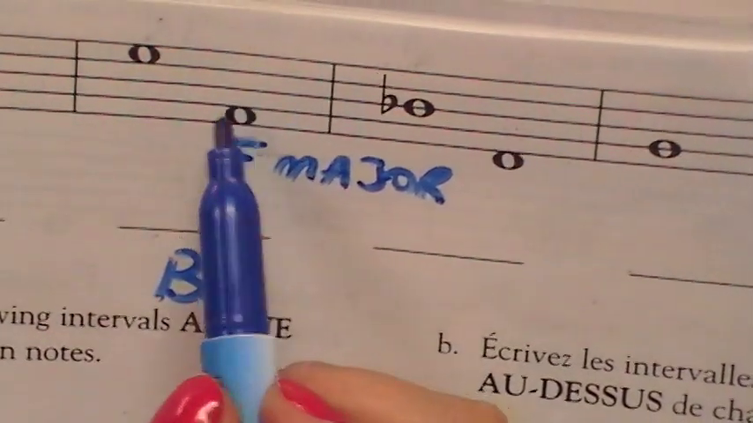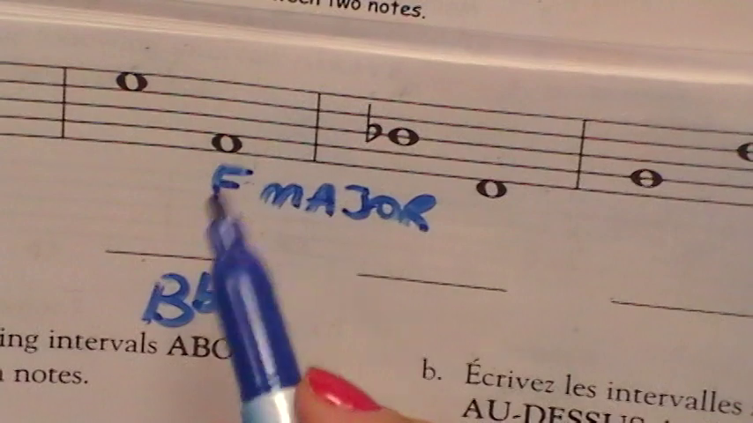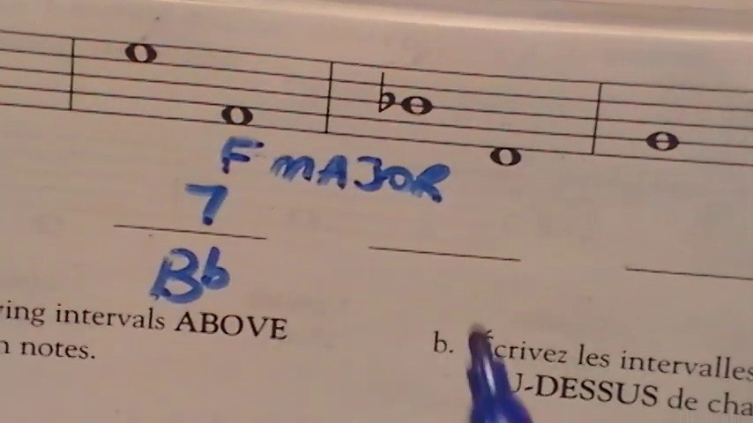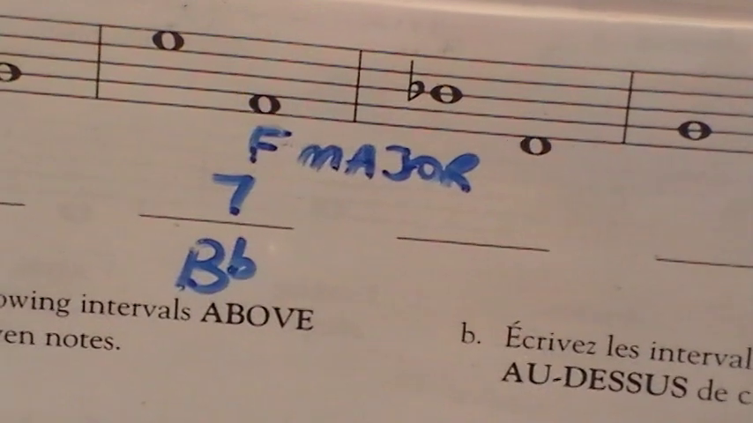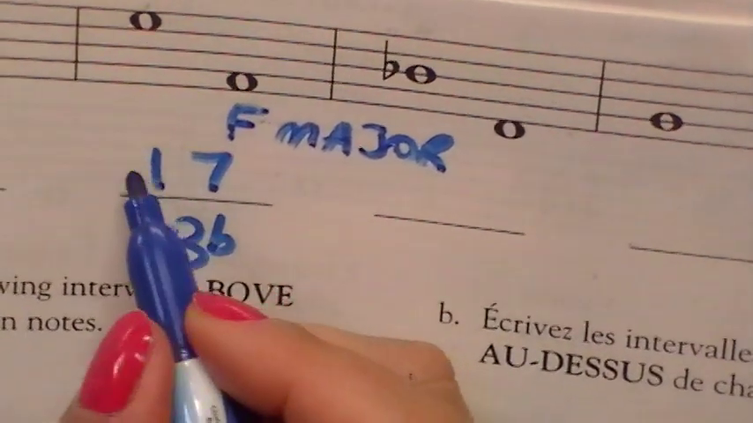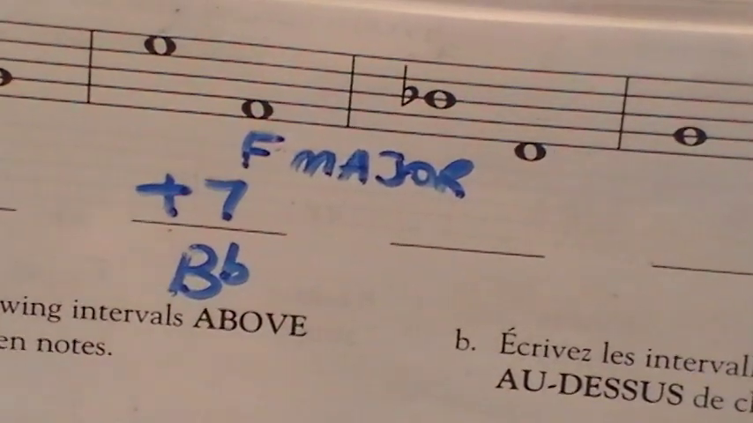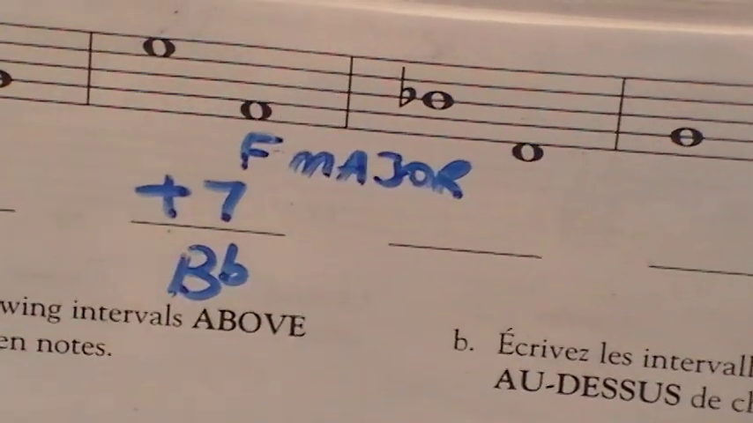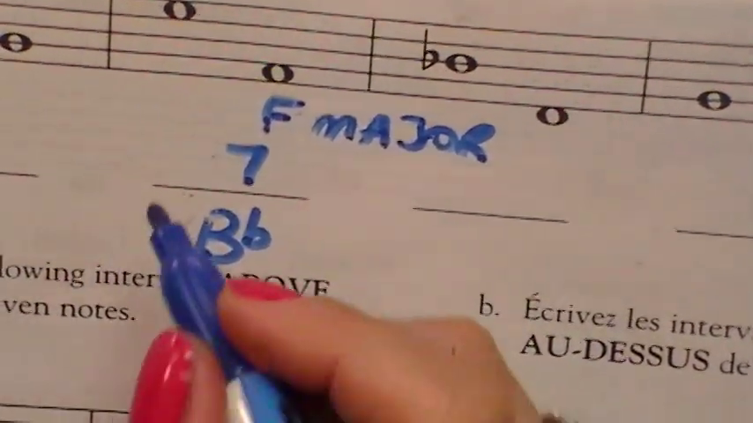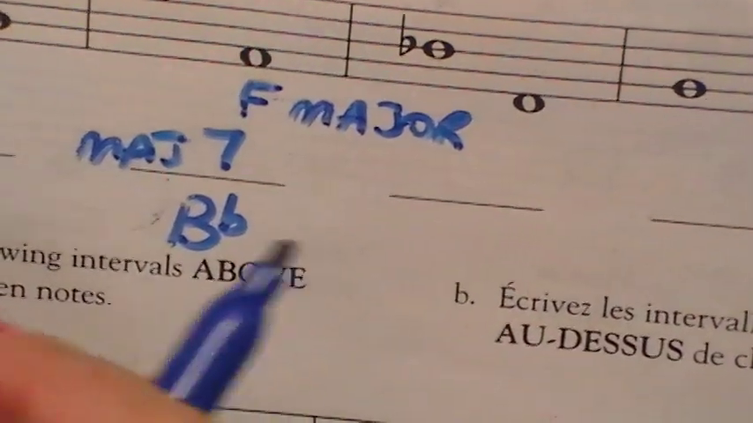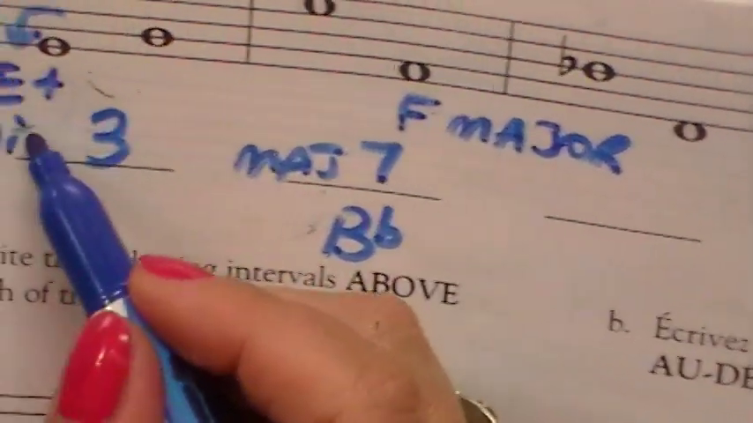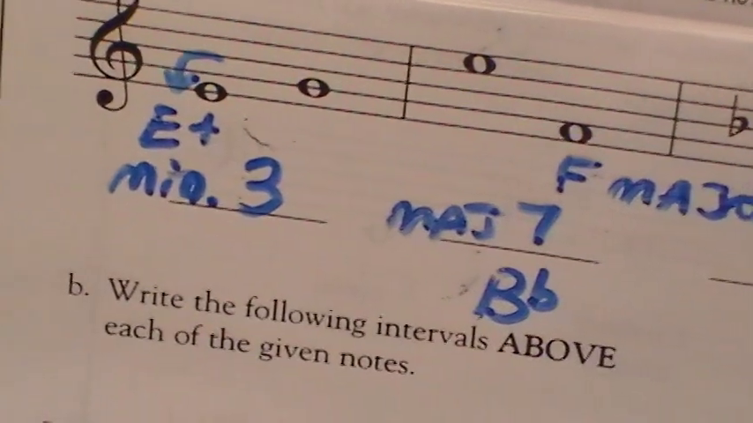So let's count the distance. 1, 2, 3, 4, 5, 6, 7. We're going to put 7 down. Now, in F major, if I was to play the scale of F major, would I play E like that? Yes, you would. So because you would, it's a major 7. Now, you could put plus signs for major, or sometimes they want you just to write out, like in short form, major, and here it would say this short form for minor.